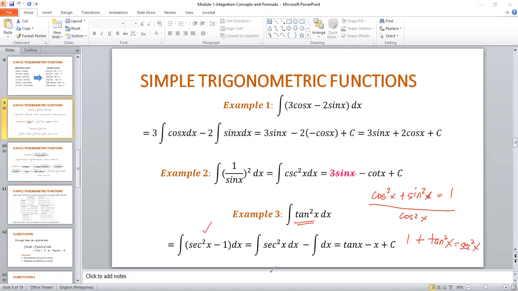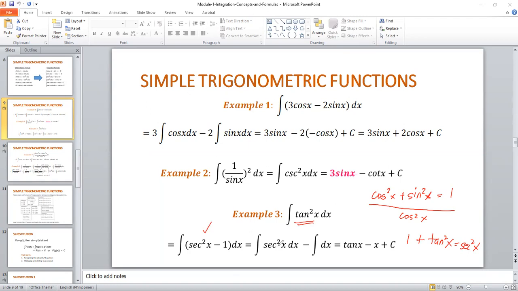See here? Why will you do that? Why will I do that, Miss Ali? It's because you don't have the direct integral of this. So you have to find ways, that way you can still use the formulas that were given to you. So with the secant squared x and the 1, of course, you can integrate. You just simply process this term by term.